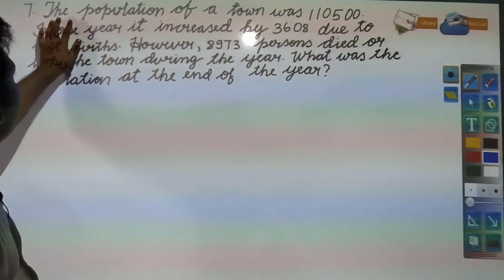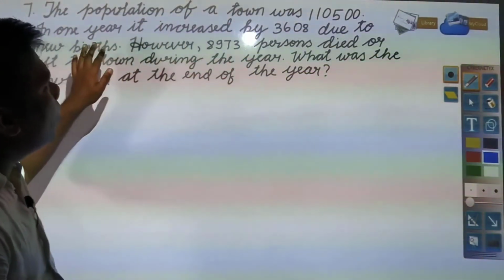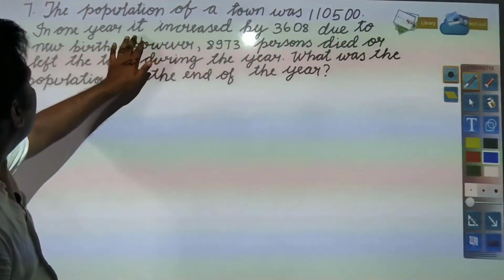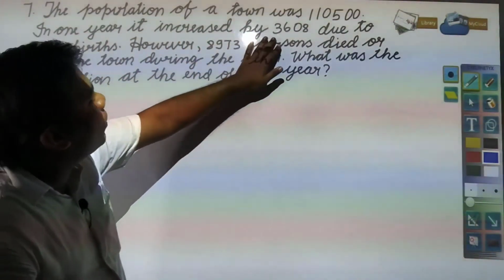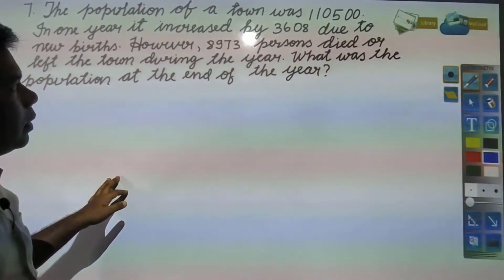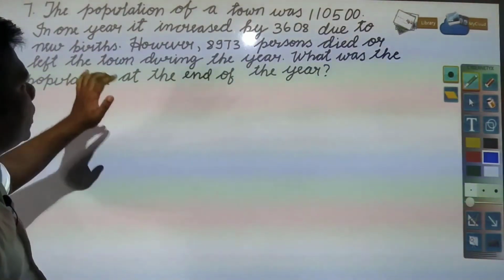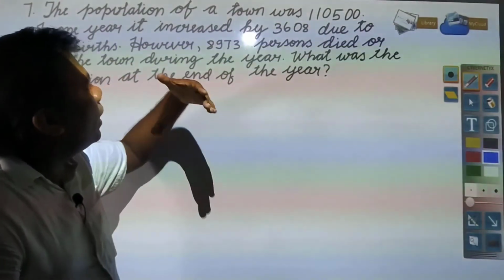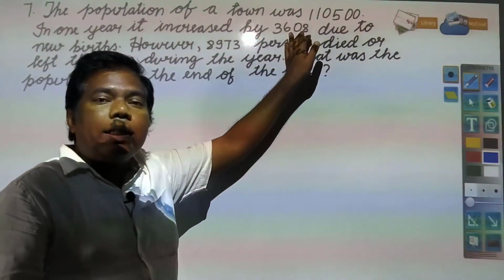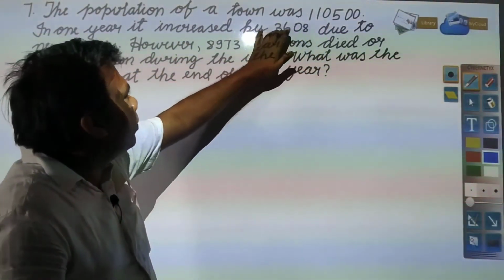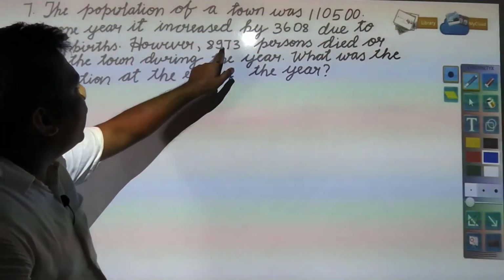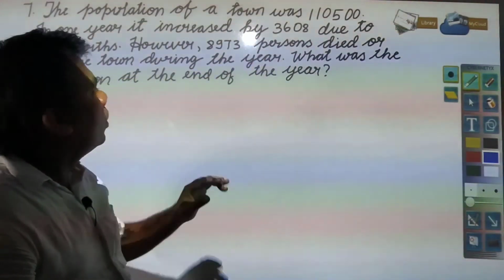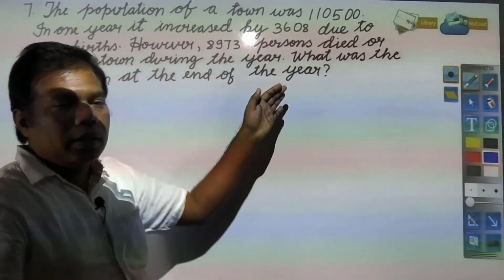Next question, you see, the population of a town was 1,10,500. In 1 year, it increased by 3,608 due to new births. So the population of the town was 1,10,500 and 3,608 has been added due to new births. However, 8,973 persons died or left the town during the year. What was the population at the end of the year?